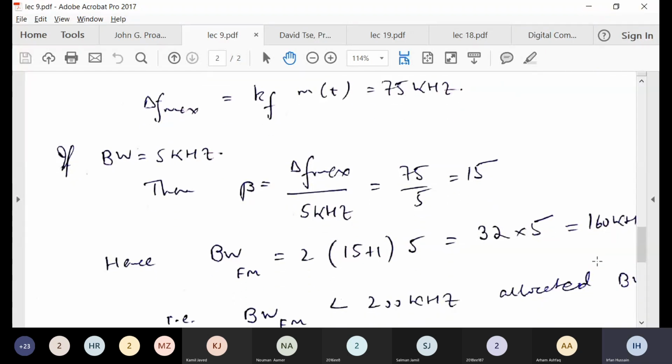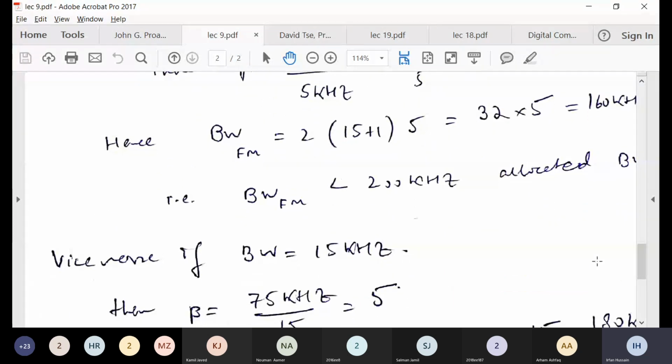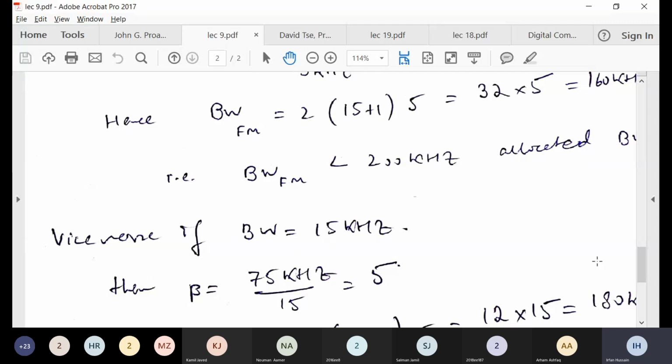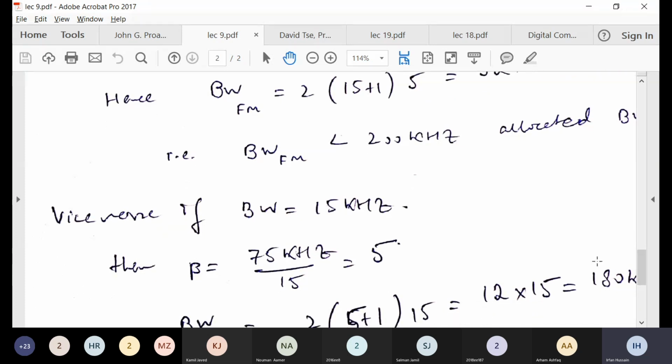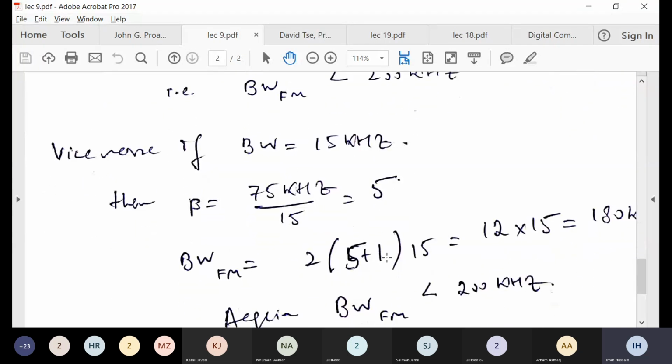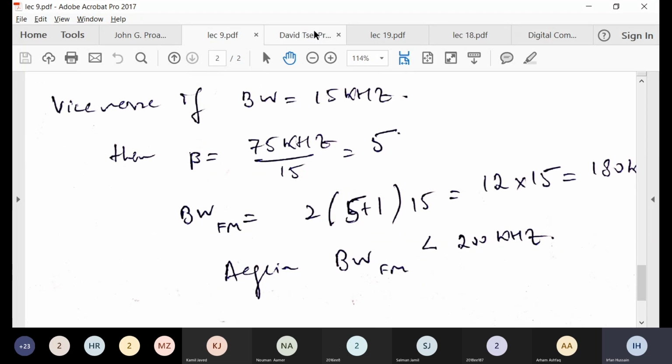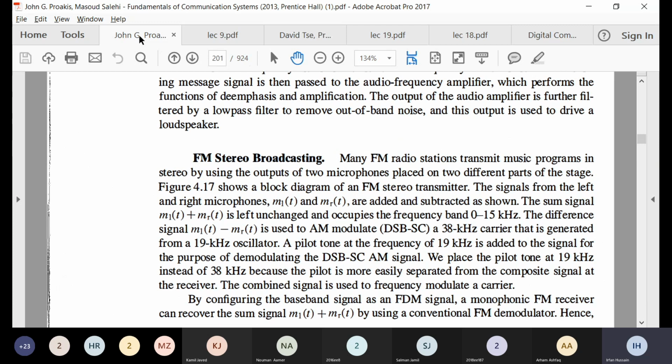Even let us say my bandwidth is 15 kilohertz, which means for FM you want to send high fidelity music, or let us say very important speeches. So you want to send higher frequency bands too, especially for a studio broadcast. Then you might have a message bandwidth of 15 kilohertz. In that case, your beta comes out to be 5. And again, your Carson bandwidth comes out to be 180 kilohertz, which is less than 200 kilohertz. We also have a last application, which is FM stereo broadcast.